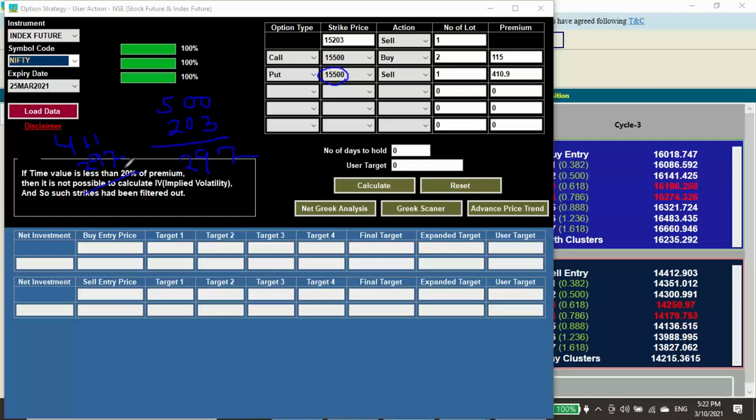So 11, 7, so 7 plus 4 is 11. So here 0, 0 again, there is a carry, so 1. So here 3, 2 is 1.